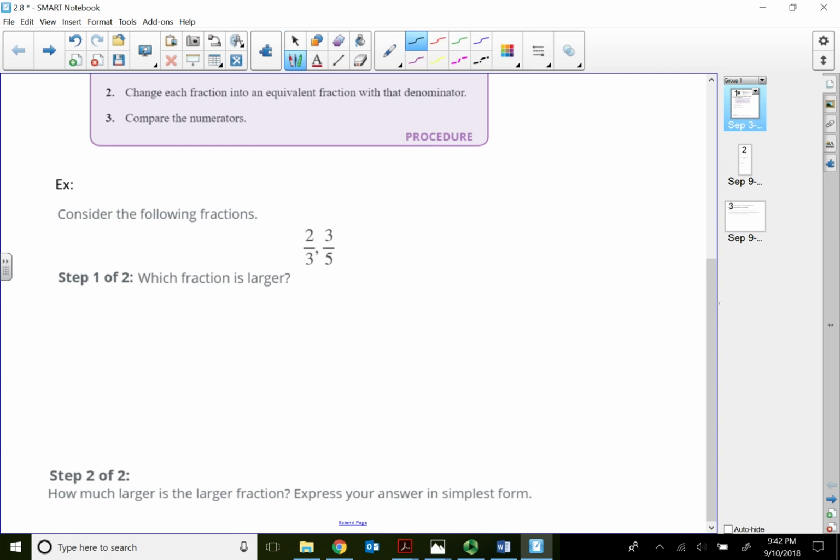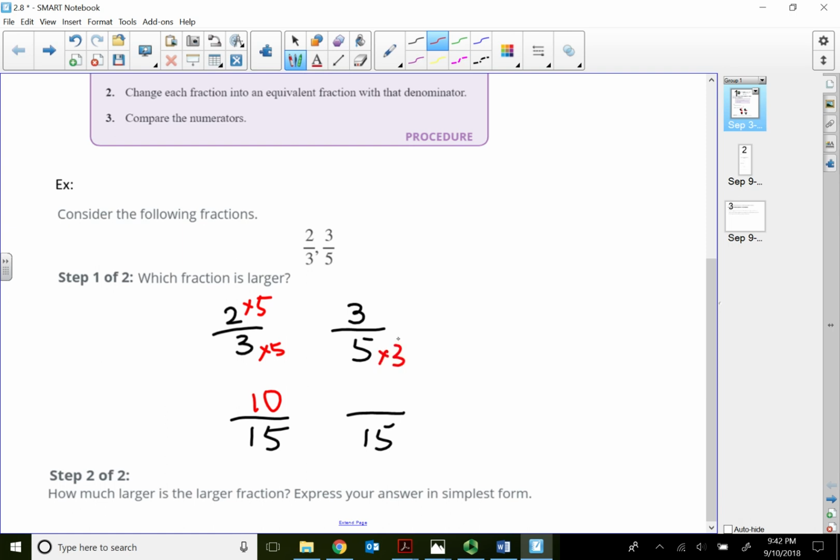So which fraction is bigger? What we're going to do is find the LCD between the two fractions. The LCD between 3 and 5 is 15. So let's find the equivalent fractions. For the first denominator to become the new LCD, it has to be multiplied by 5, so my numerator times 5 is 10. For the second denominator to become the new LCD, I need to multiply by 3, so my numerator times 3 is 9.